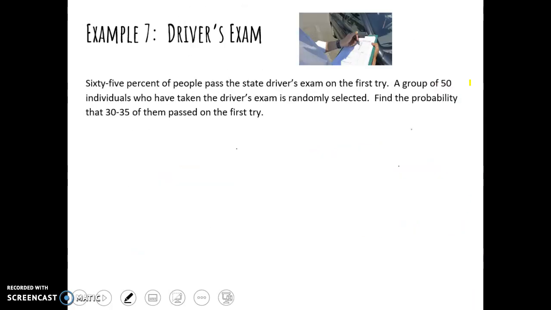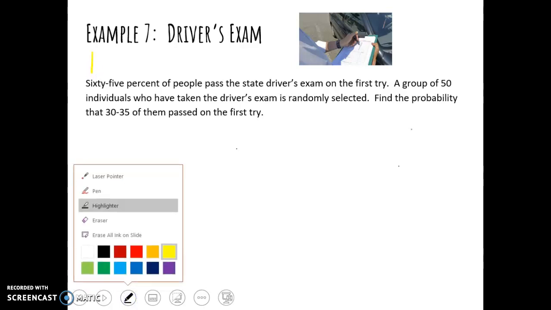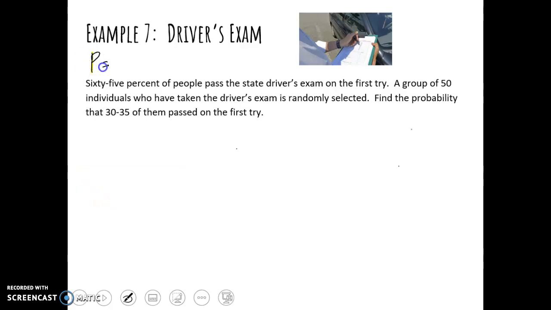Alright, one more example. 65% of people pass their driver's exam on the first try. A group of 50 individuals who have taken their driver's exam is randomly selected. Find the probability that 30 to 35 of them passed on their first try. First, let's label a couple things. P is the probability that they pass the exam. That's the same as the 65%, so 0.65 is p. N is the sample size, the number of trials, which is 50.